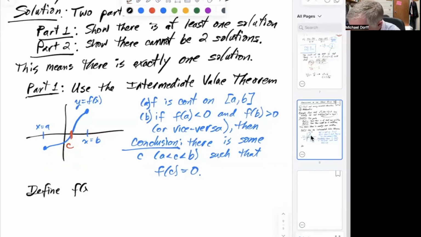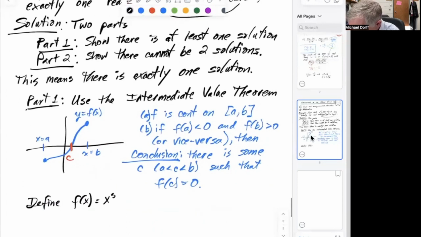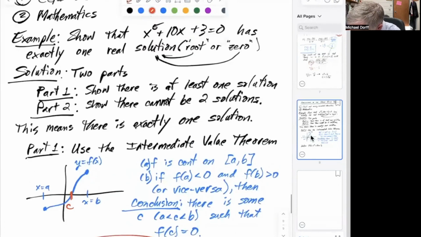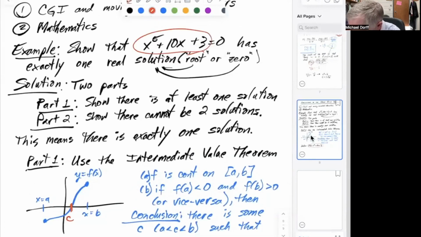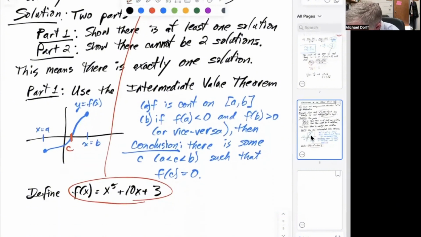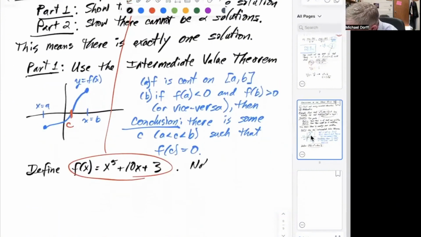So I'm going to call f to be x to the fifth plus 10x plus 3. And where does that come from? That comes from up here, that left-hand side of the equation. Okay, so there's my function. And then we know f is continuous on the whole set of real numbers, from negative infinity to infinity, because it's a polynomial.